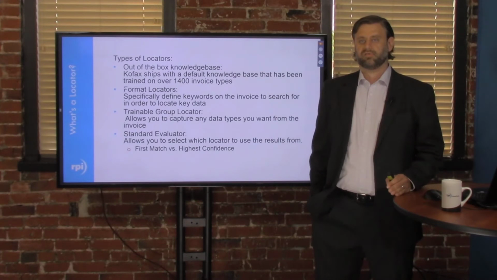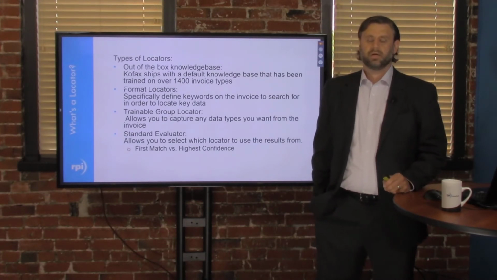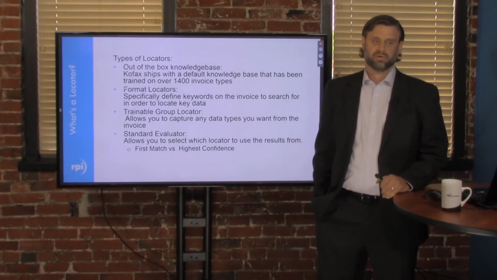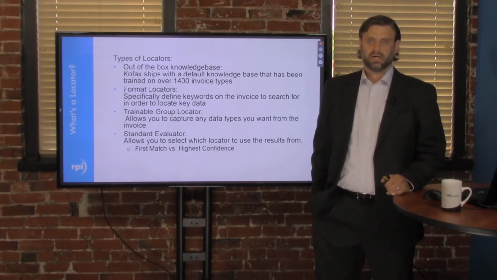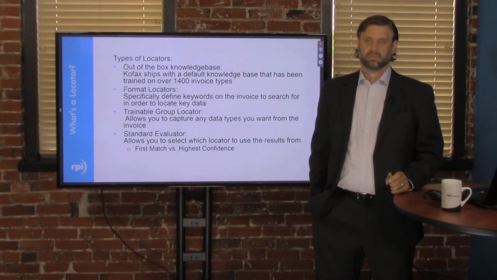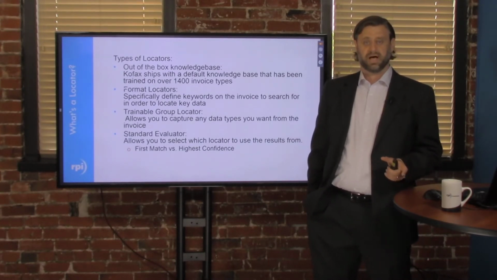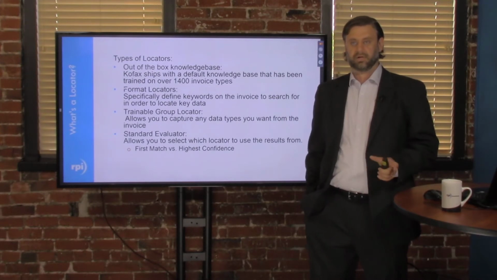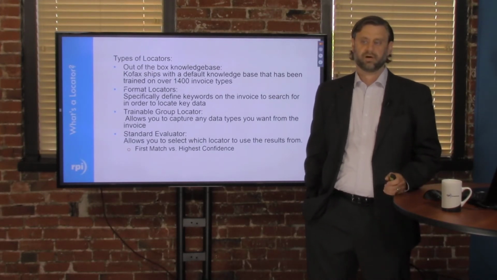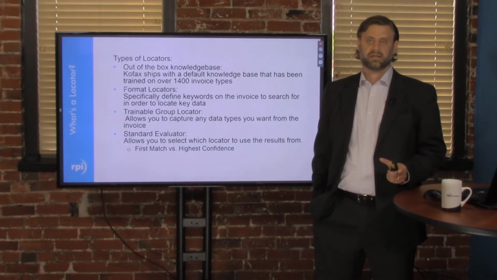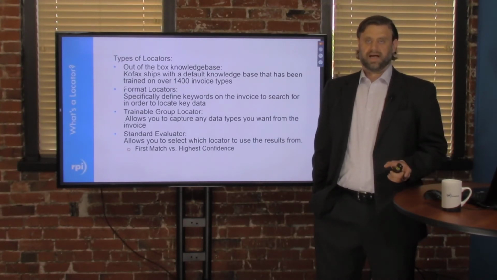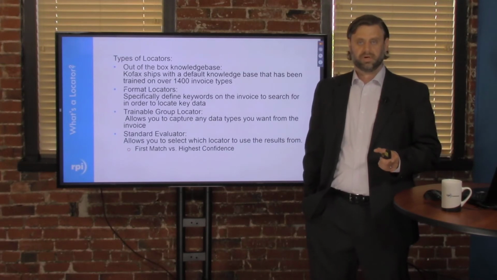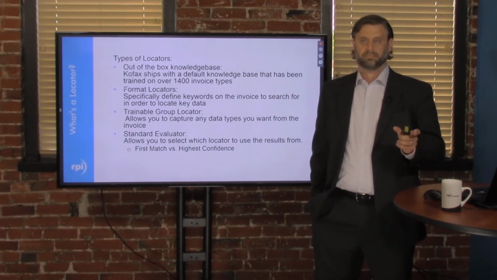This is a little bit more of a manual locator. When you set this up, you are going to define usually a dictionary full of keywords. If we're talking about invoice numbers, you might have a dictionary with terms like invoice number, invoice num, or INV pound, or anything that would resemble what a vendor might put on their invoice to identify the invoice number itself. And then Kofax looks for those phrases on the invoice, and then it will grab the data.